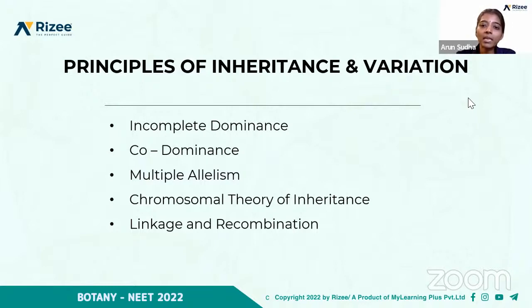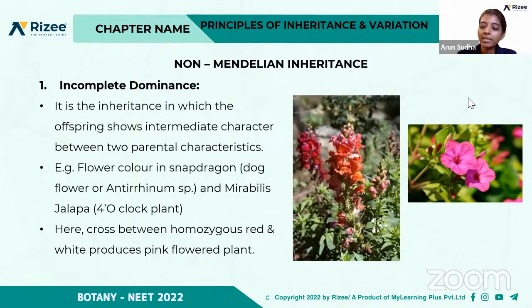First we'll see about incomplete dominance. So what do you mean by incomplete dominance? We saw the law of dominance, right? Under the law of dominance, out of the two alleles, one allele will be dominant, and in the heterozygous condition the other one will be recessive. If the recessive character is to be expressed, it has to be in the homozygous form, that is, both should be the same, right? But in the case of incomplete dominance, what happened?